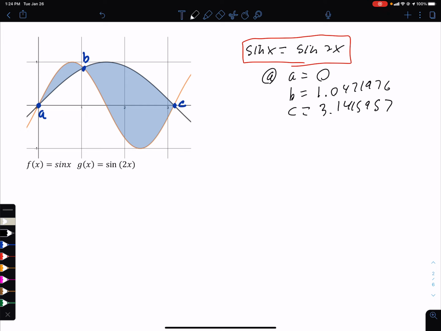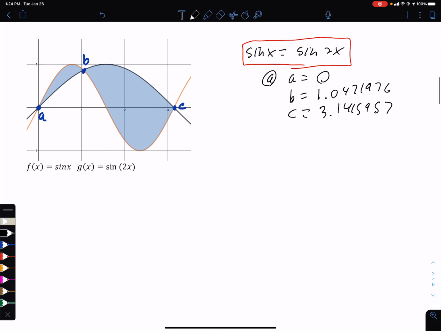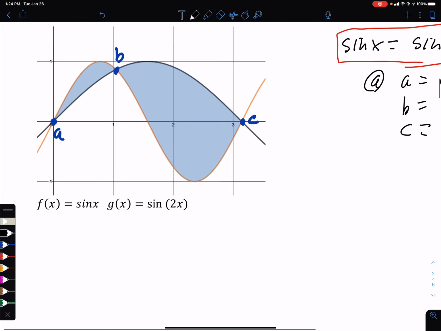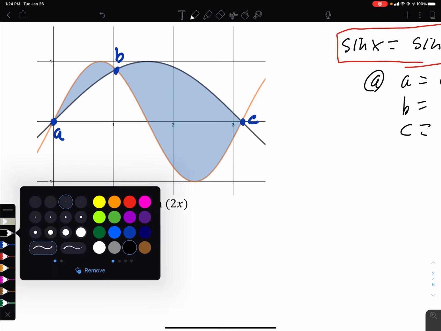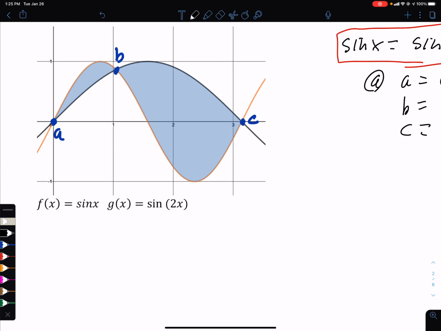Now you have to find the area of the two regions. And let me label these graphs for you. The sine x has a period of 2 pi, so it's got to be the black one. The black one is your g of x. Oh, f of x, sorry. And then this has a period of pi, so that's going to be the gold one. This one's your g of x.